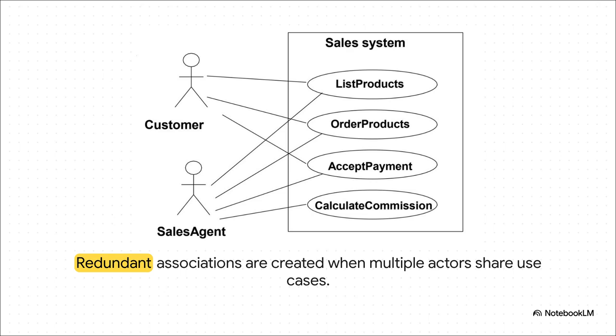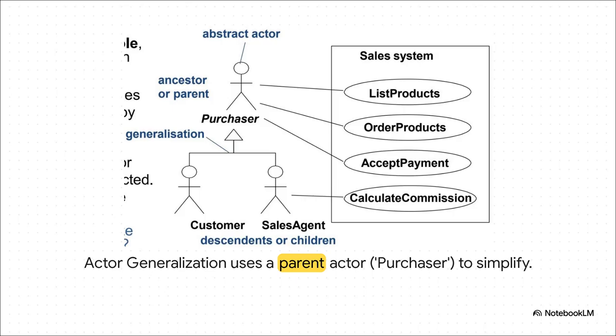This leads to all these extra lines on the diagram. It's redundant, it's messy, and as the system gets more complex, this kind of thing becomes a real nightmare to maintain. So how do we fix that? With generalization. Look at this revised diagram.